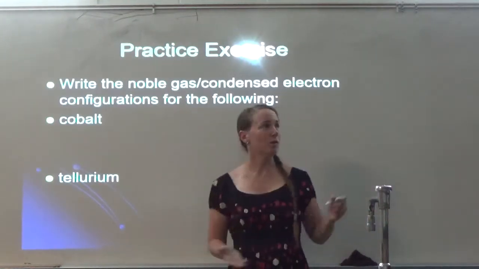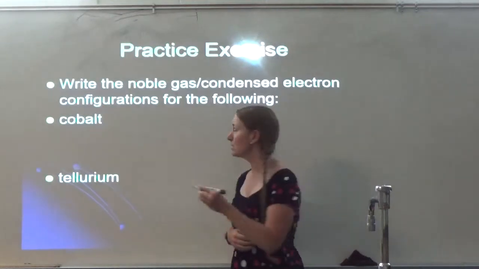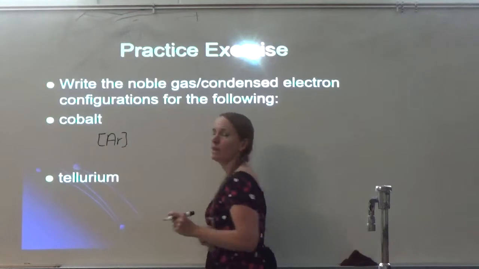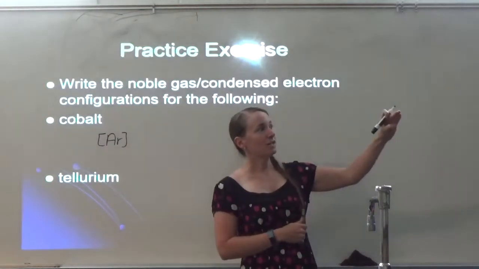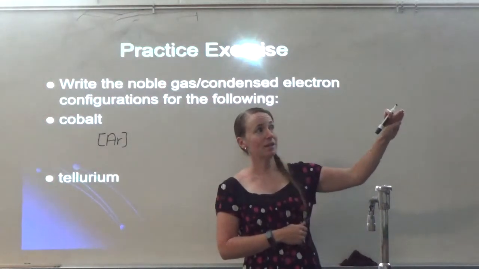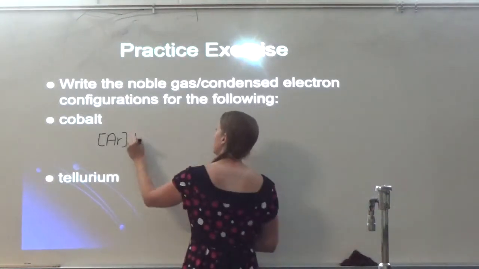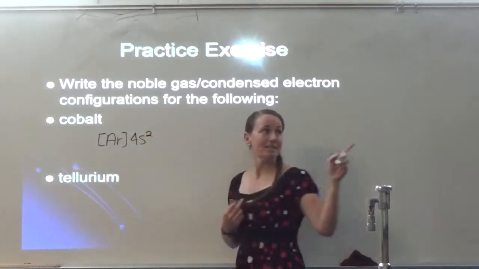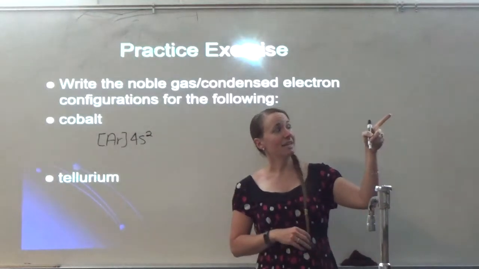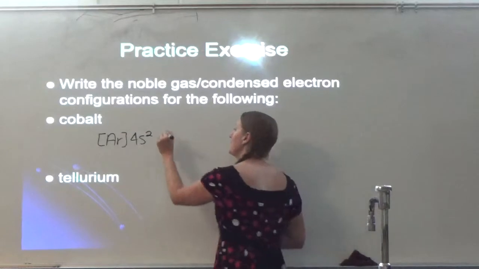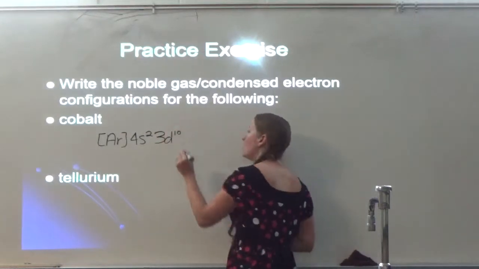All right, so we have cobalt. So I find cobalt. The noble gas before it is argon. All right, so I go past argon to number 19. I'm at potassium, and I'm going to work my way across to cobalt. So I'm at potassium, so that's 4s2 for potassium and calcium. Now I'm at scandium, Sc, and I need to go to cobalt. So I'm at 3d. I'm not going to fill in all of them.